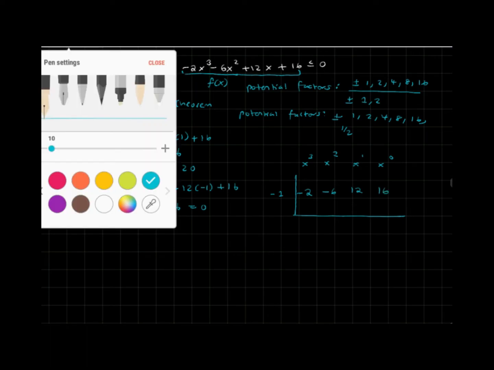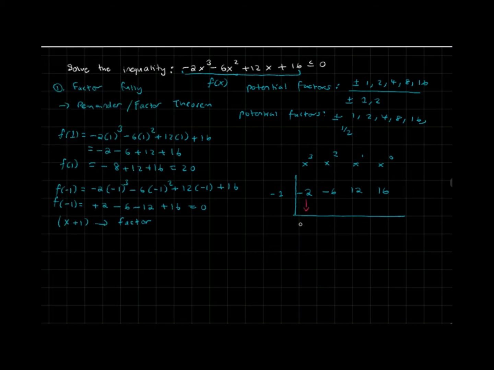The first thing you want to do here is bring down the leading coefficient, which is negative 2. You multiply your leading coefficient with your k value, which is negative 1. When you multiply these two, you get positive 2. Then you add the coefficients, negative 6 plus 2, which gives you negative 4. Then you do negative 1 times negative 4, which is positive 4. Then you do 12 plus 4, which is 16. Then you do negative 1 times 16, which is negative 16. And when you add these two together, you get 0.